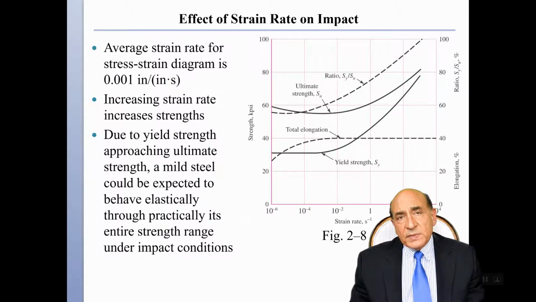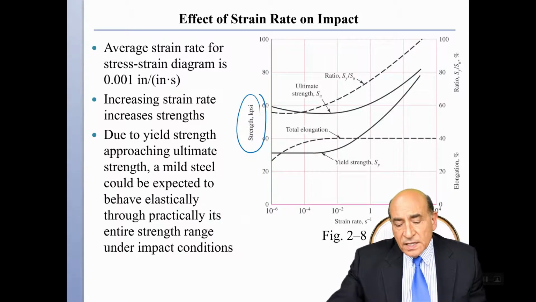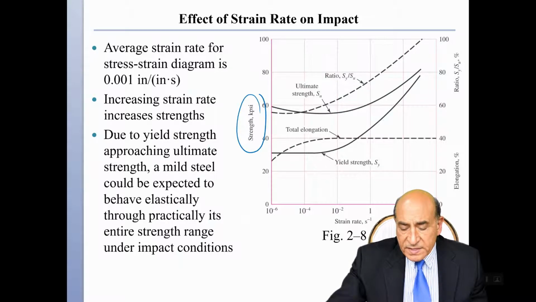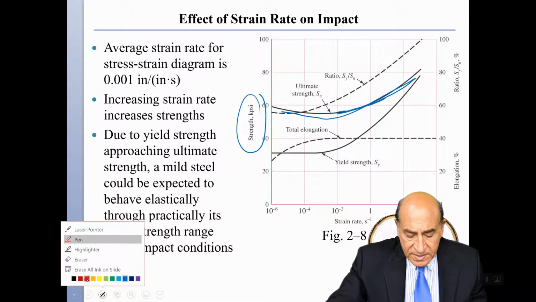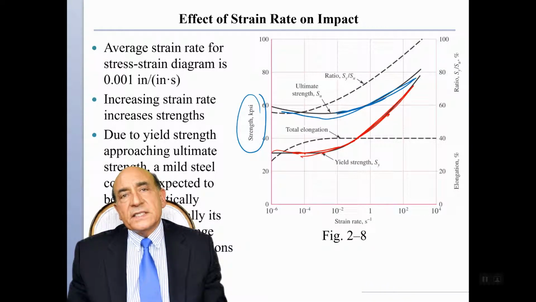The next set of properties that I'd like to explain is the strength of the material, the yield strength, and also the ultimate strength of the material. How does the temperature affect these two properties, or the strain rate for that matter? So here in this graph, I have the strength, either the ultimate strength of the material, or the yield strength of the material, and the yield is shown in red. So the ultimate is in blue and the yield is in red.